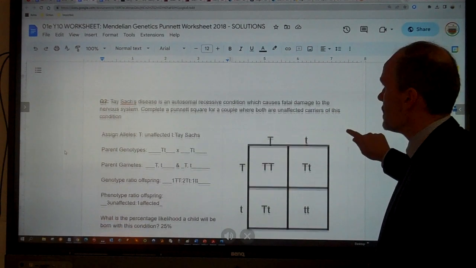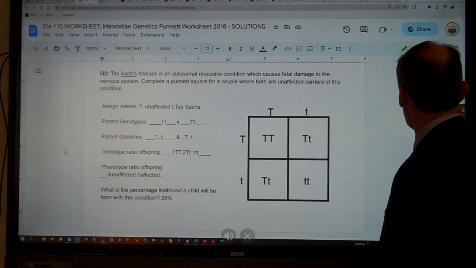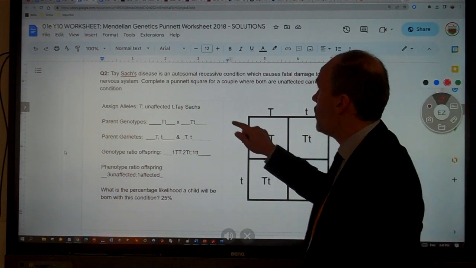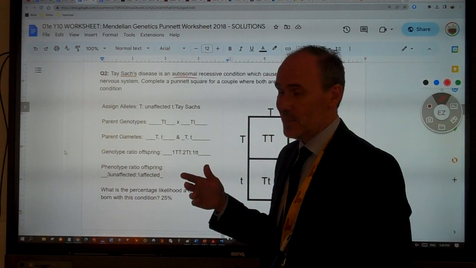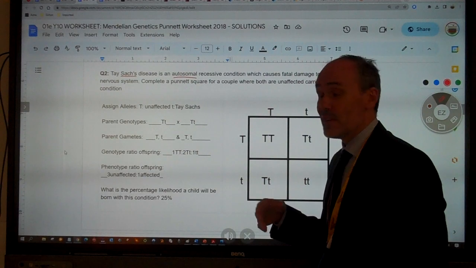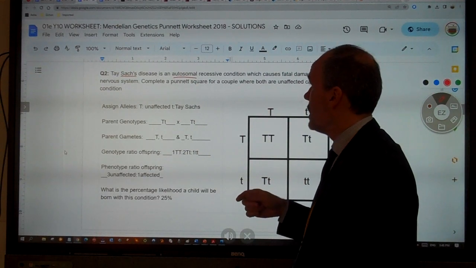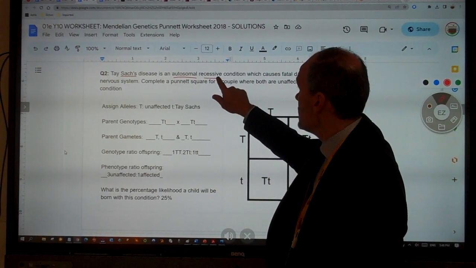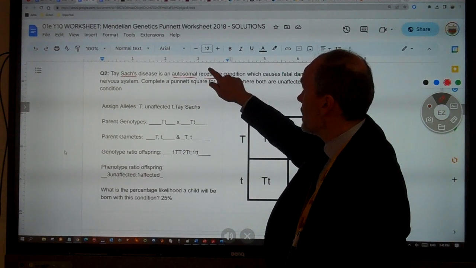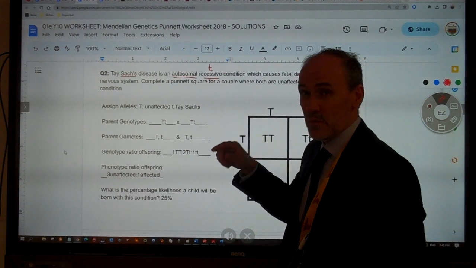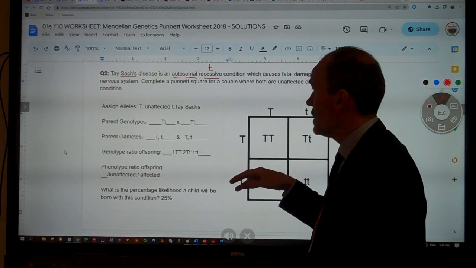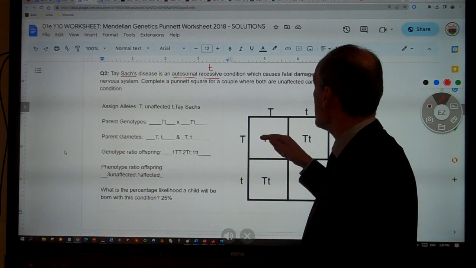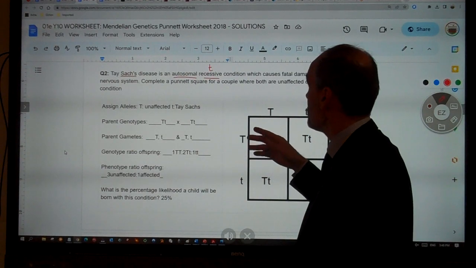Now, the second one we have here is Tay-Sachs. Autosomal. Autosomal means it's just a body cell, okay, not sex-linked. And it's a recessive condition. So straight away, maybe we put a T there. You can start to fill things in before you even get to the questions. Recessive condition for Tay-Sachs, fatal damage to the nervous system, complete Punnett square.